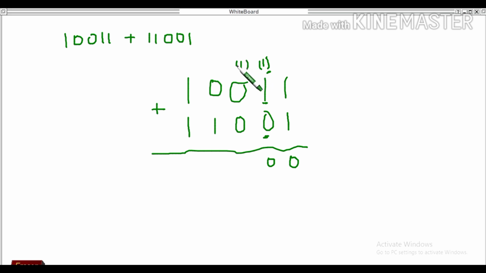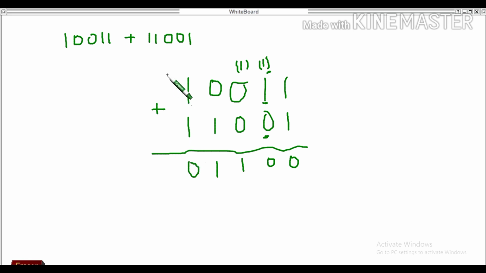Write it in bracket. Again do it from down. 0 plus 0 is 0, 0 plus 1 is what? 1. Okay, 1 plus 0 is what? 1. 1 plus 1 is what? 0, but what was the condition?